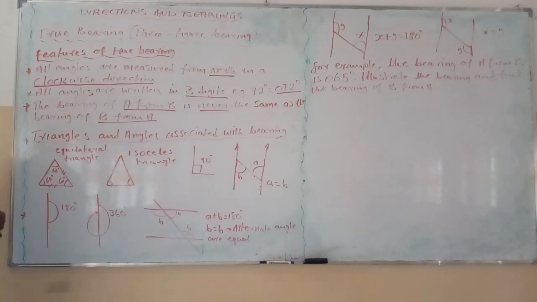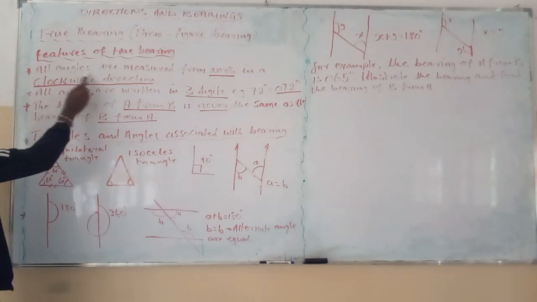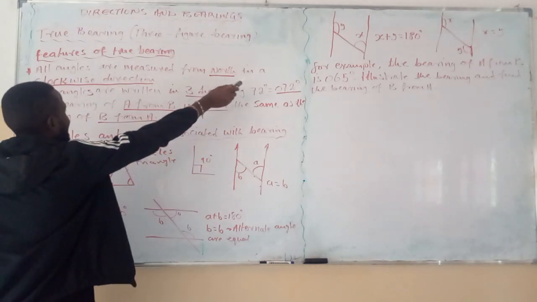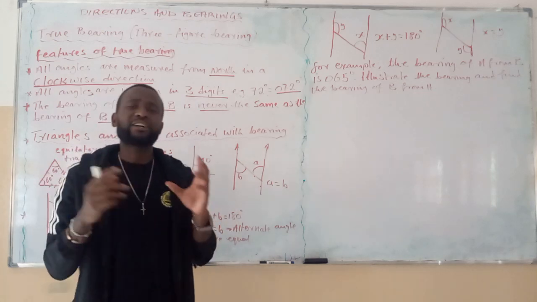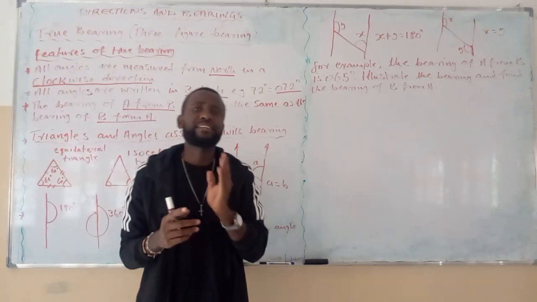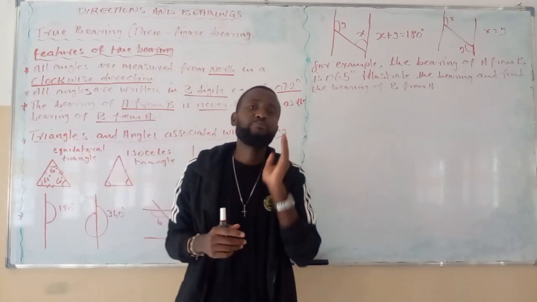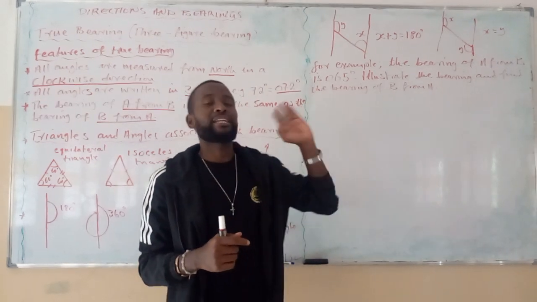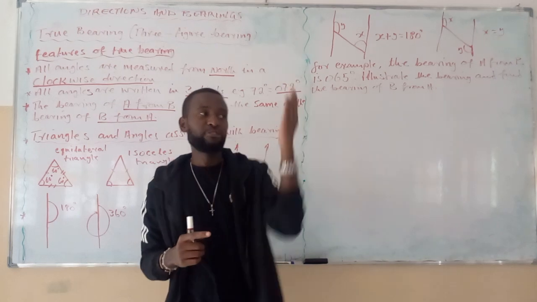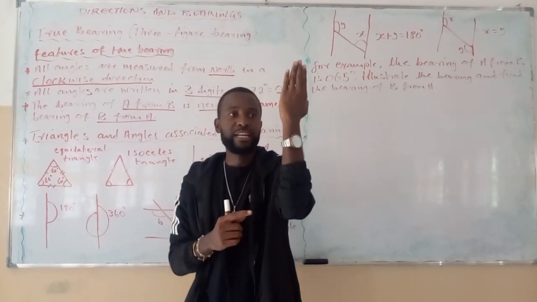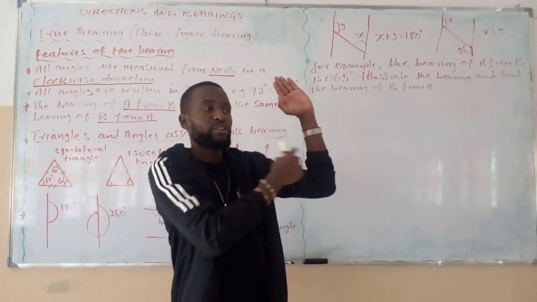All angles are measured from north, meaning all angles are measured from north in a clockwise direction. That means your start point to measure the angle should be a north line. There should be a north line. So when there's a north line, let's say this is my north line, and I want to measure this angle which is here.